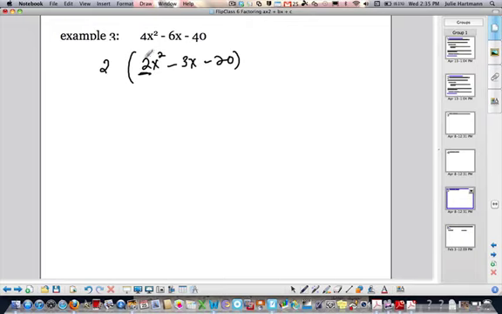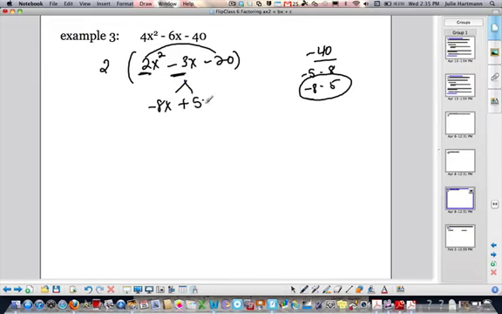So 2 times negative 20 is negative 40. What can we multiply to get negative 40 that's going to add to give us negative 3? Well, let's try negative 5 times 8 or negative 8 times 5. Either one add to a negative 3? Yeah. Negative 8 times 5. So I'm going to split this. Negative 8x plus 5x. Bring down the minus 20. Bring down the 2x squared. Group that.